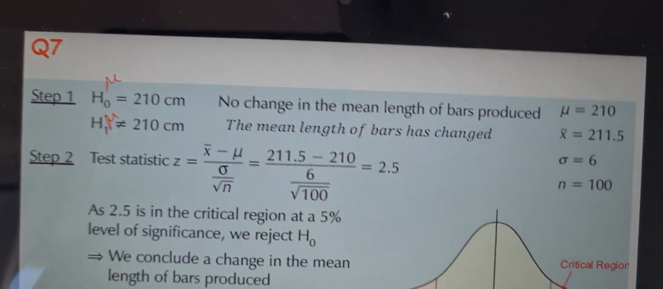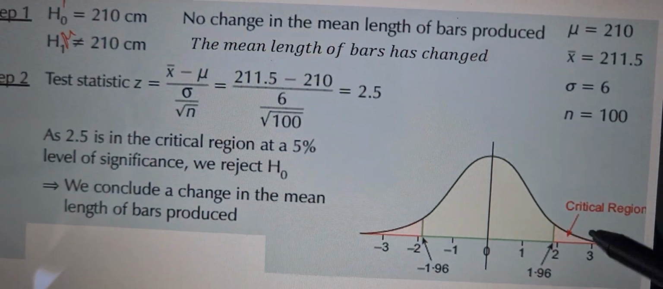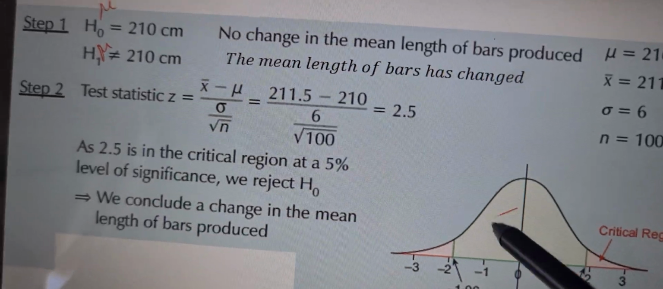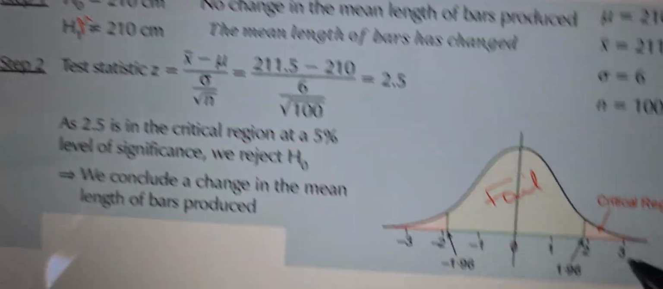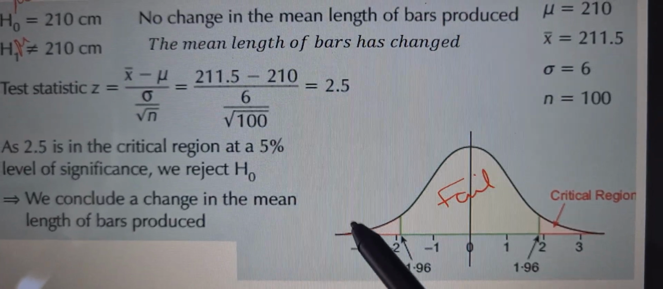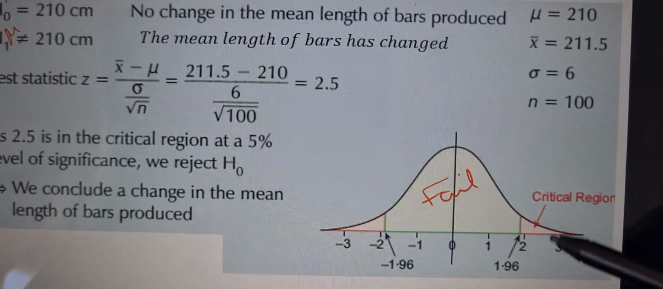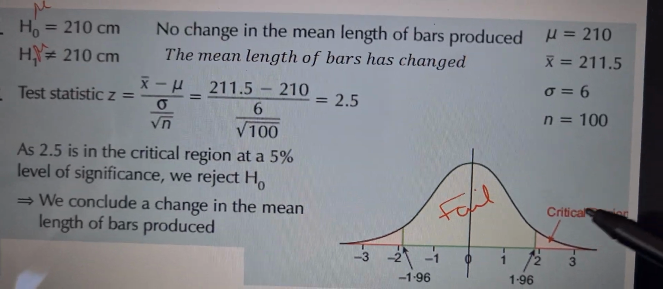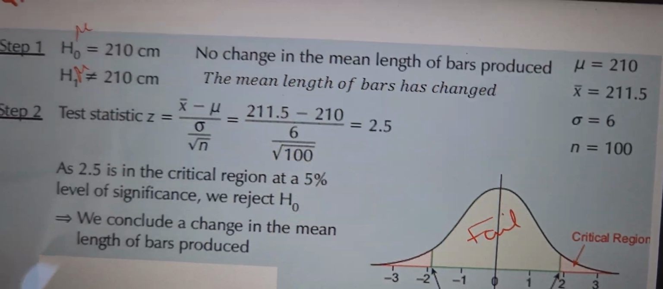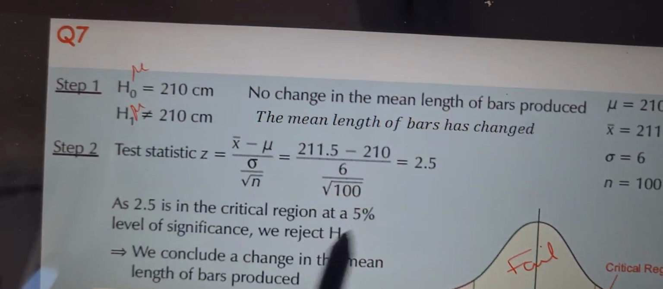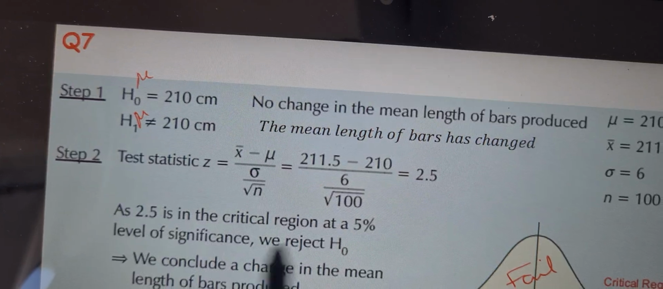Okay, so draw your quick sketch of your critical regions. So this would be the fail to reject region, whereas these two critical regions here and here, they're the reject regions. So because 2.5 on a number line would fall into this region in here, that means we will be rejecting H0. So as 2.5 falls into that critical region at the 5% level of significance, we reject H0.